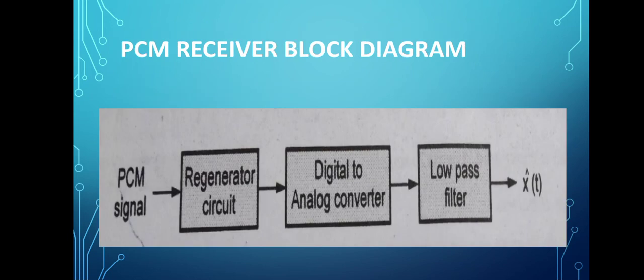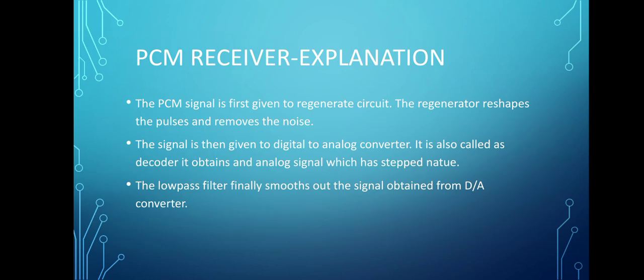Now we are going to see about PCM receiver. This is a block diagram for it. The PCM signal, which is in digital form, is passed through the regenerator circuit. The regenerator circuit consists of a repeater, hence regeneration of pulses is possible. It reduces the noise and interference from the incoming input signal. Next, it is passed through the digital to analog converter and the incoming digital signal is converted into analog. The converted analog signal is passed through the low pass filter which smoothens the signal and finally we get the output as analog. That is the PCM receiver explanation.